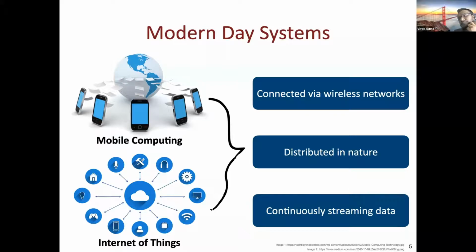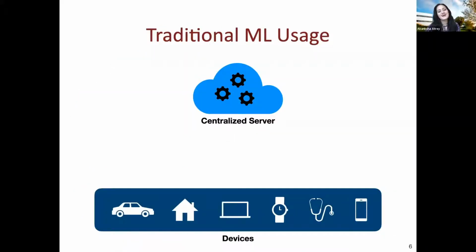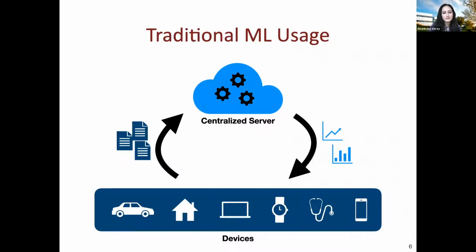Okay. All right. So how is machine learning used in these modern day systems? Say you have a bunch of devices, and of course there's a centralized server, a cloud or data center. The idea is that these devices collect information and transfer it to the cloud. Now, what the cloud does is it processes this data, often using machine learning or some data analysis, data mining, and offers back some type of service. This is how it's traditionally been done for more than a decade.